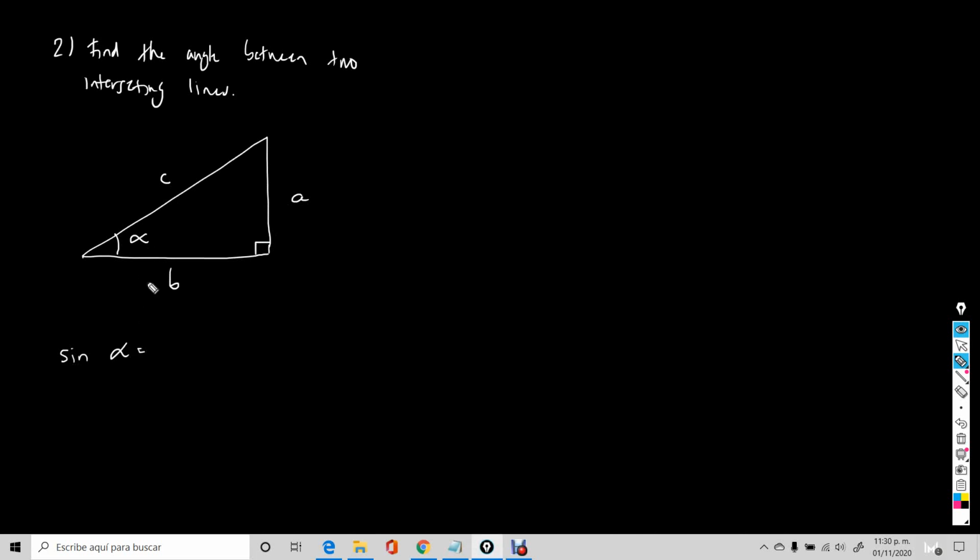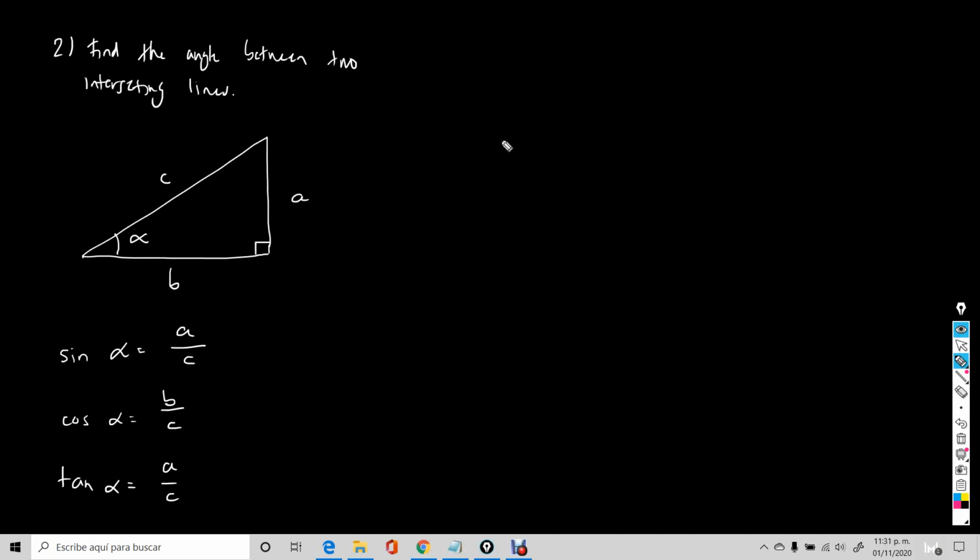Okay, sine of alpha is defined as opposite cathetus over the hypotenuse. Cosine of alpha is defined as its adjacent cathetus, adjacent to alpha, I mean, over the hypotenuse. And the tangent of alpha is given by opposite cathetus over adjacent cathetus. There you go. So these are the definitions of the three most important trigonometric functions.